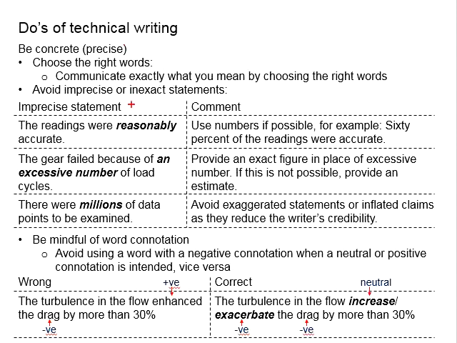Another example, the gear failed because of an excessive number of loop cycles. What does this "excessive number of loop cycles" mean? You should provide an exact figure in place of that excessive number. If you do not have an exact number, you may also provide an estimate. This is so that the readers have a clearer idea of what is meant by an excessive number of loop cycles. There were millions of data points to be examined.